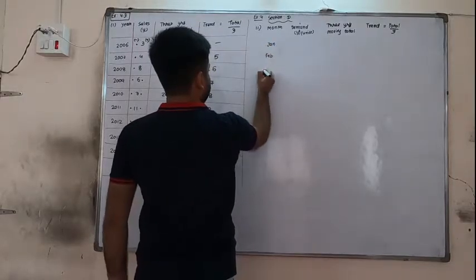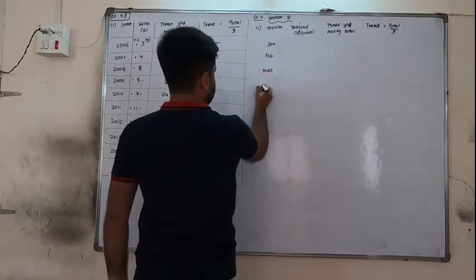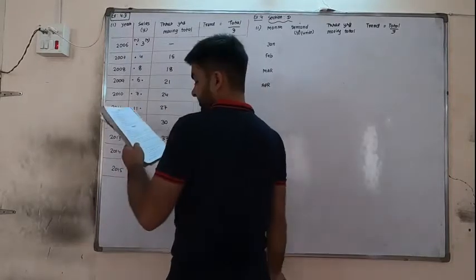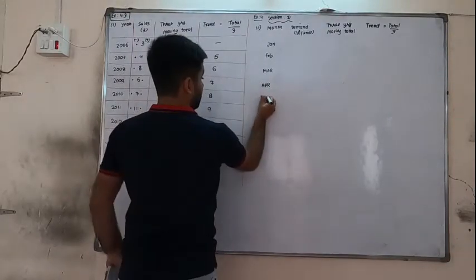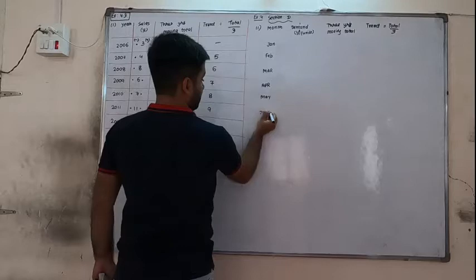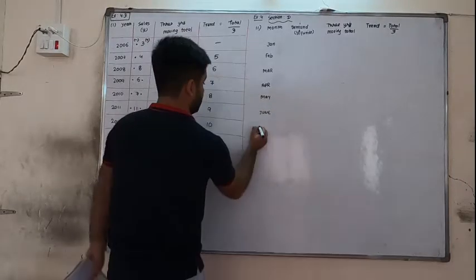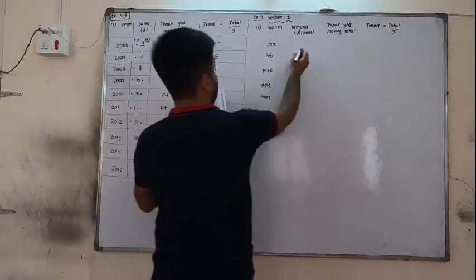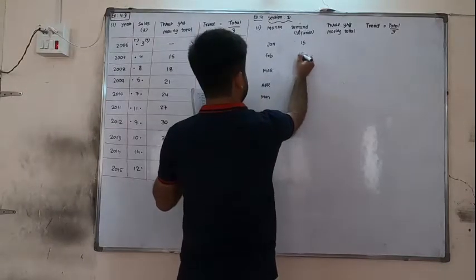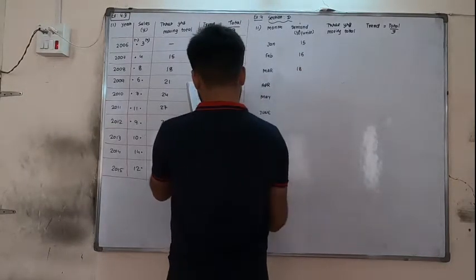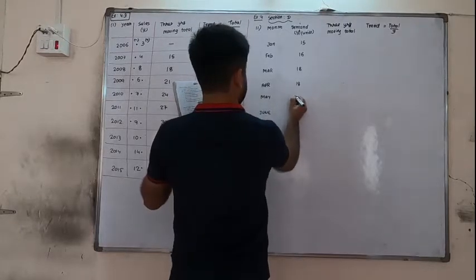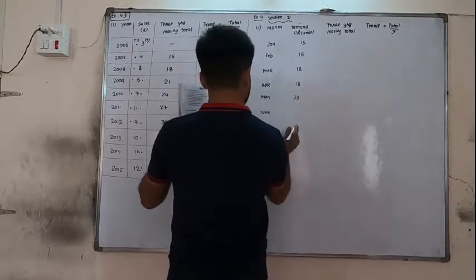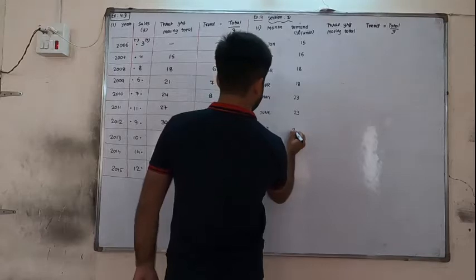January, February, March, April, May, June, July. 15, 16, 18, 18, 23, 23, 20.